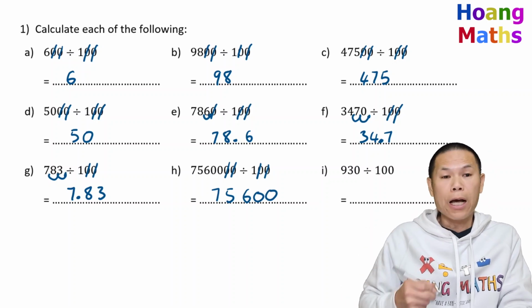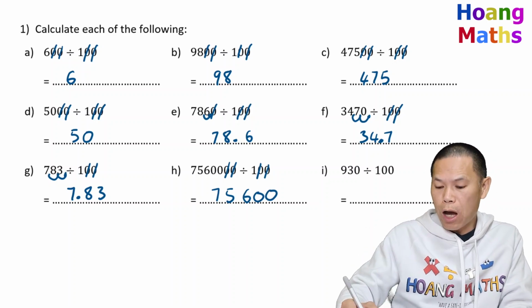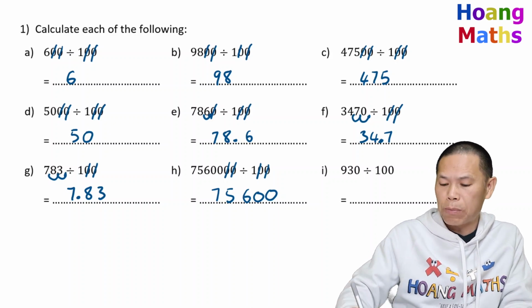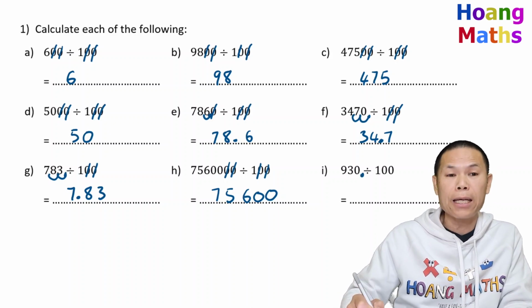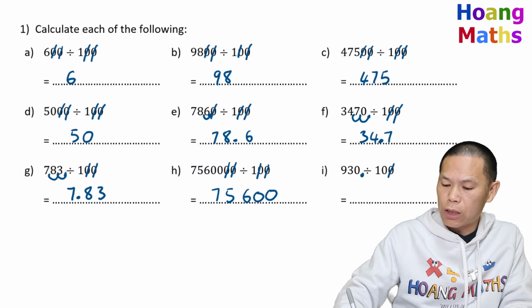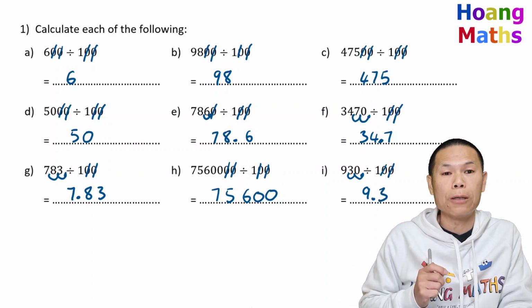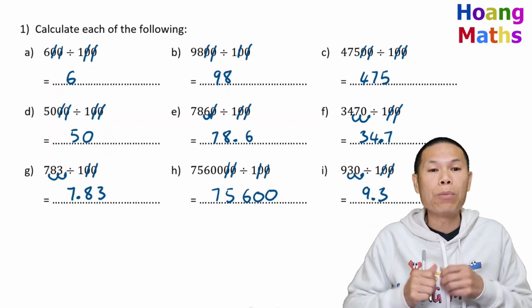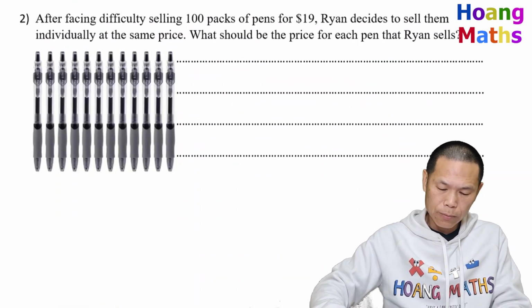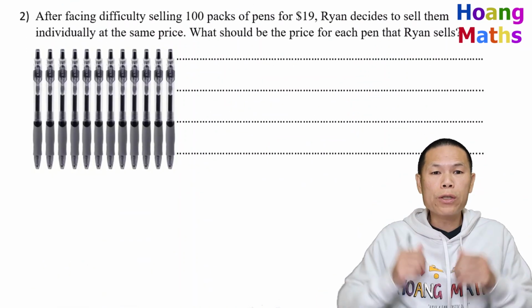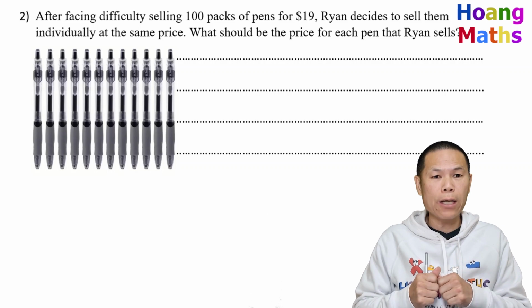Part I. Again, no decimal point of 930. So this means the decimal point right at the back. And then we just cancel this 0, move 1 unit. Cancel this 0, move 1 unit. So 9.30, or I can just write 9.3. And I hope you got all of them correct. Please pause the video and try this one yourself.